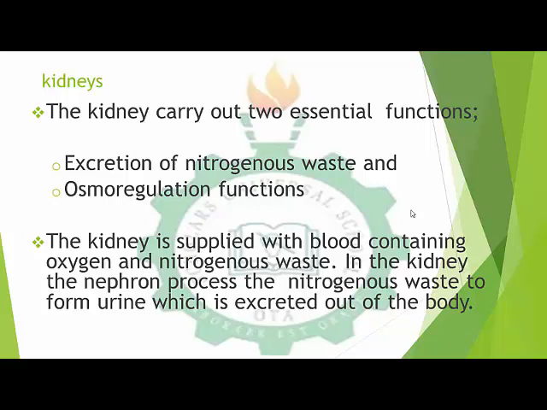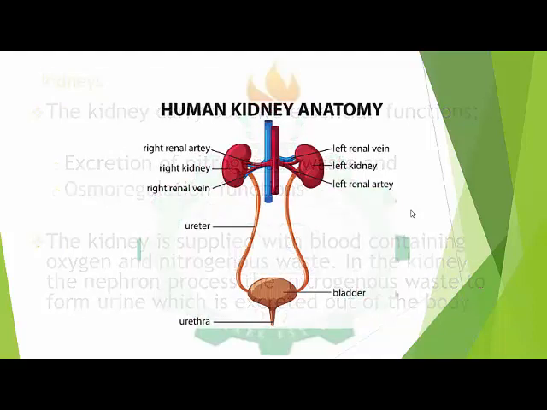So the kidney is supplied with blood containing oxygen and nitrogenous waste. In the kidney, the nephron processes the nitrogenous waste to form urine, which is excreted out of the body. The basic unit, the functional unit of the kidney, is the nephron, which performs the most important function of the kidney. The nephron turns all the waste that is channeled into it into urine. That urine has the major waste, urea, that is excreted out of the body.